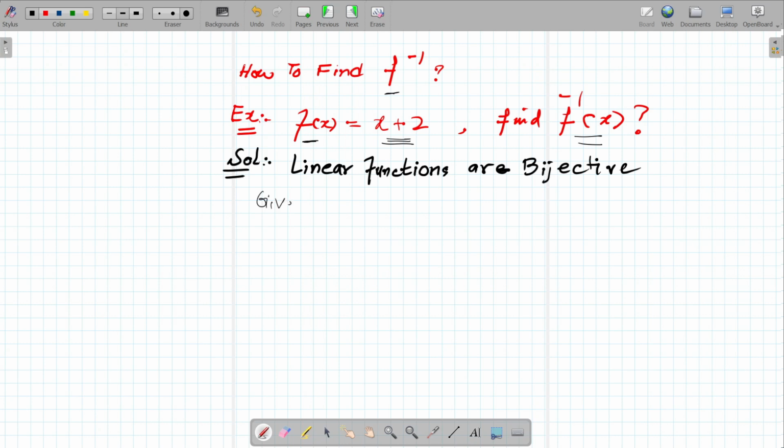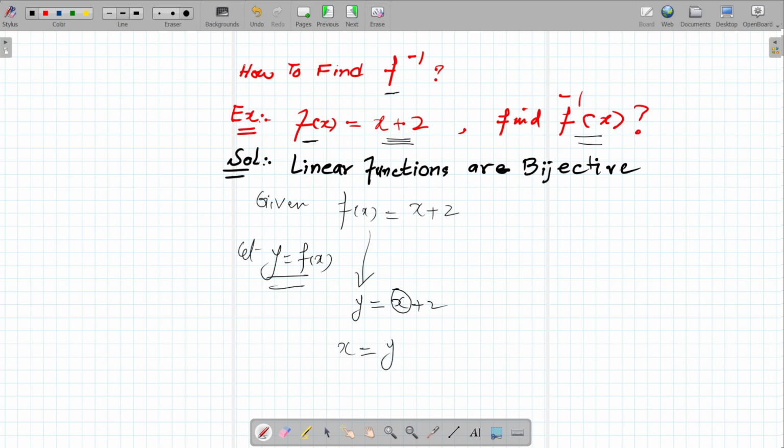So we'll say that the given function is f of x equals x plus 2, and we will suppose that f of x is equal to y. We will put f of x equal to y in this function, so this becomes y equals x plus 2. Now we will find x from here. We will extract x from here, so x will be y minus 2. This plus 2 will come to the left hand side and be separated from y.